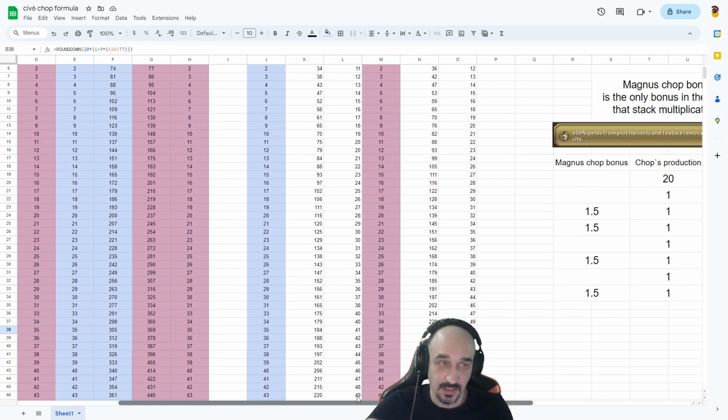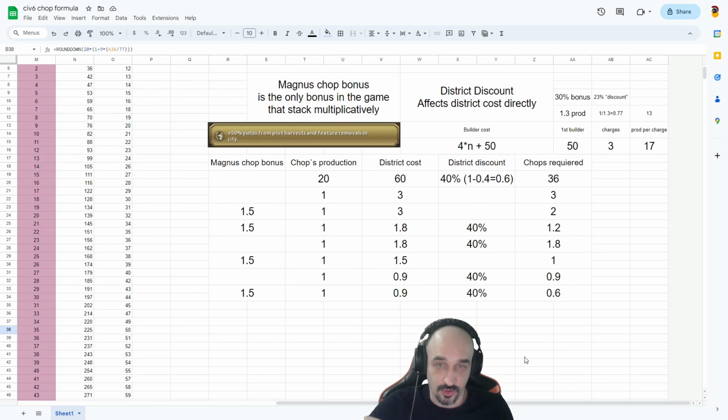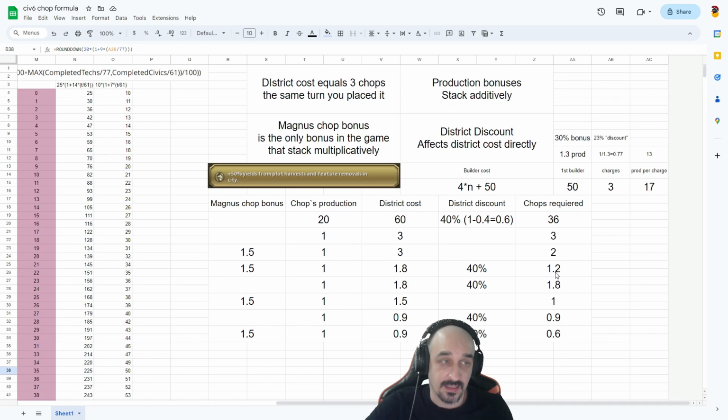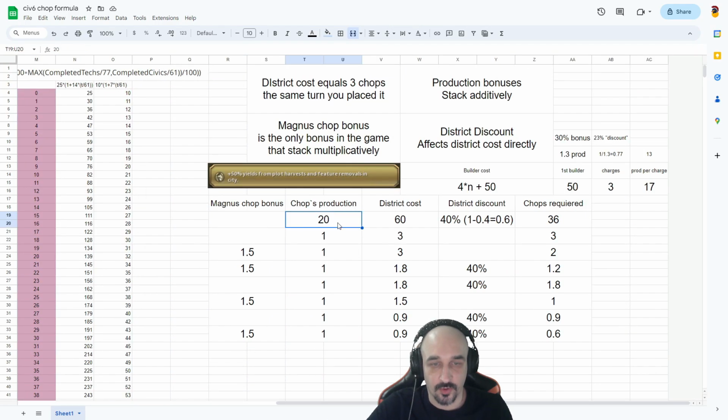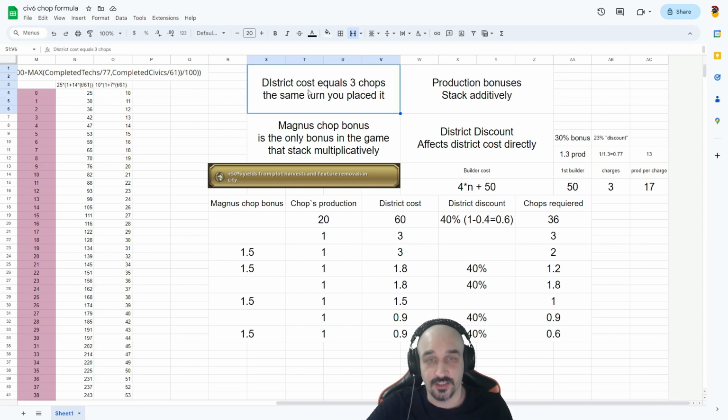It is about bonus production, right? So you can't abuse it as you could a couple of years ago. Now it's not working. But what works now? Let's go back to the district discount mechanics and the chop things. So I took a chop of 20 and a district cost of 60, like it's here in the formula, right? We can divide both numbers by 20 and it will be 1 and 3. So district cost equals 3 chops the same turn you placed it.